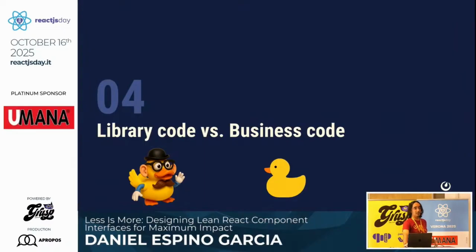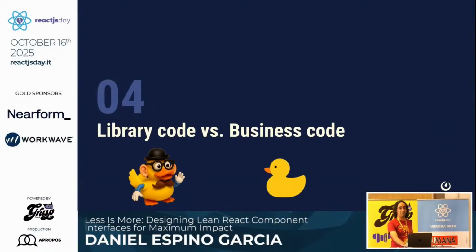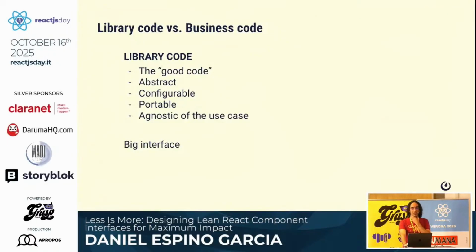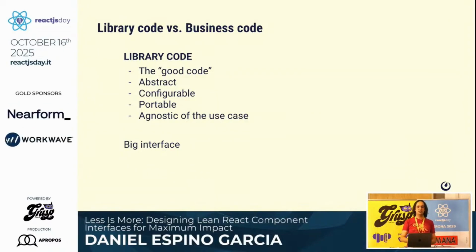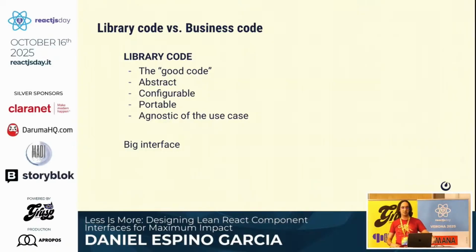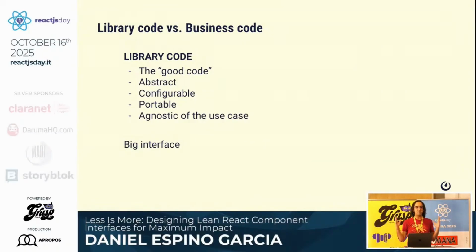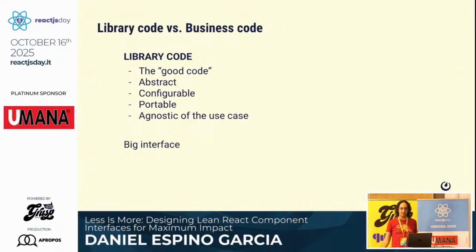So another thing I was talking about, this is great for business code, in contrast with library code. What I mean with library code is what we learn to do at uni or at school or whatever. It's the good code. The good code has to be abstract, has to be configurable, has to be portable, has to be agnostic of the use case, has to solve everyone's problem at the same time.